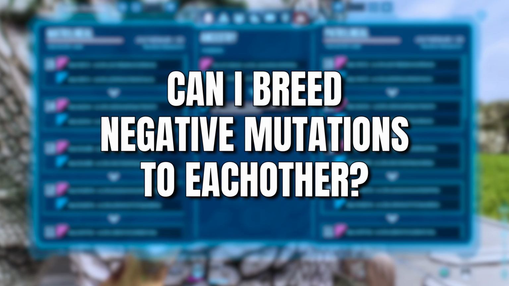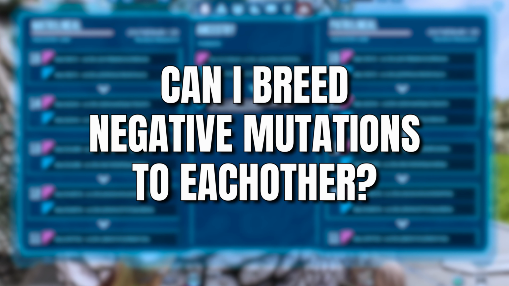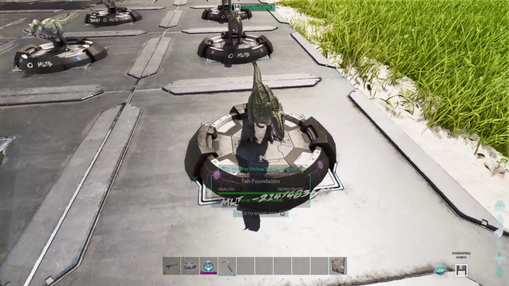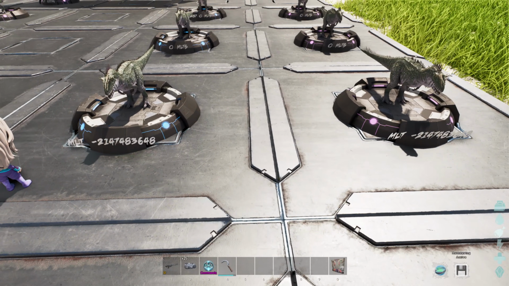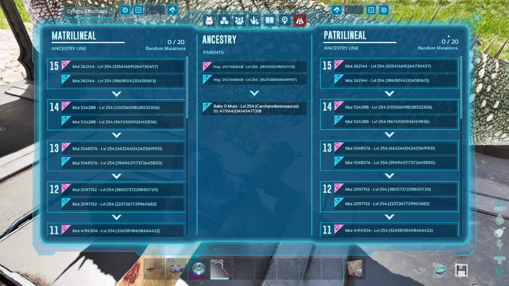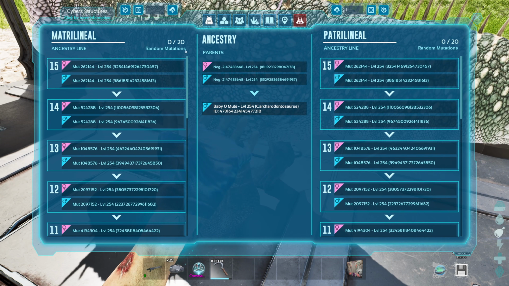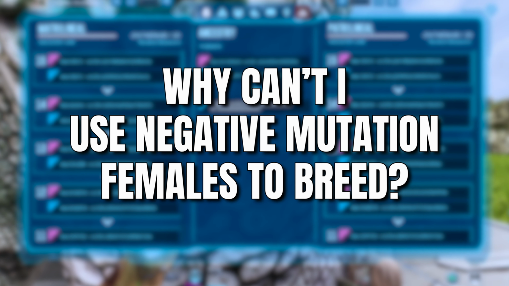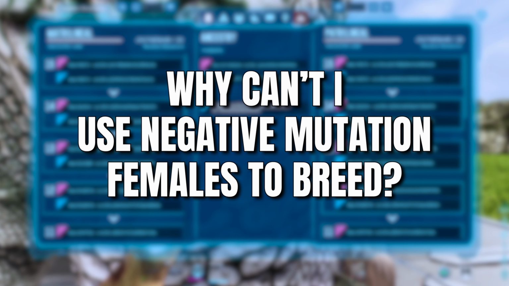Can't I just breed 2 negatives together and keep going? This is a pretty common question people have, and unfortunately the answer is no. If you breed together a male and a female with negative mutations, the baby will turn into a positive number. This is basic math. Negatives turn into positives, and thus making your breeding line ineffective, or basically back to where you started.